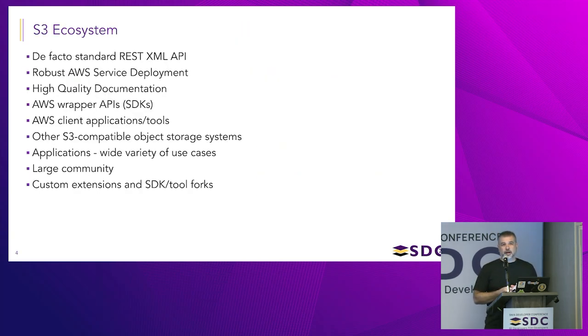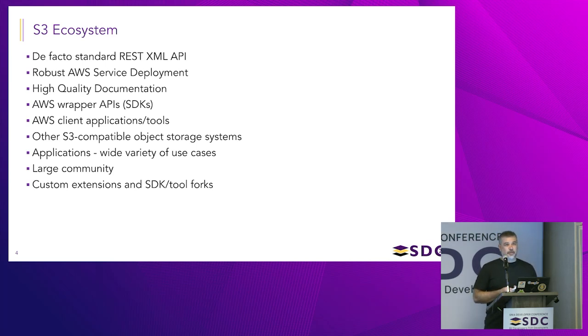Before we talk about the problem and the community we're trying to build around it, it's important to have a basic understanding of what the S3 ecosystem looks like currently. This isn't an exhaustive list, but it's complete enough. At the heart of it all is a de facto standard XML REST API. By de facto standard, we mean that it's widely adopted and used, but not formally recognized by any standards organization.